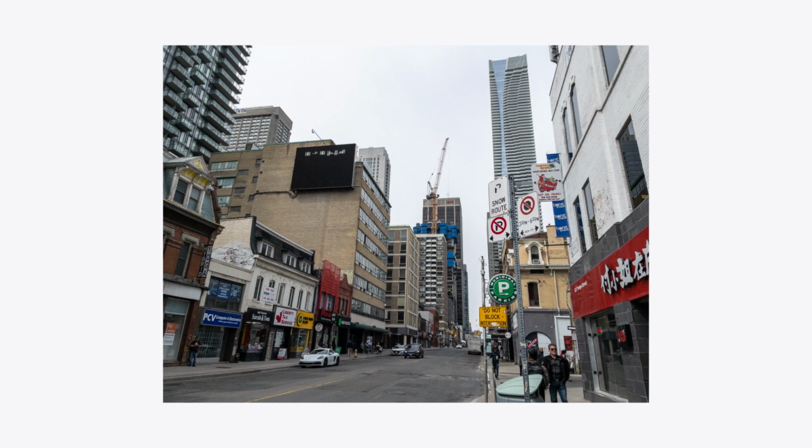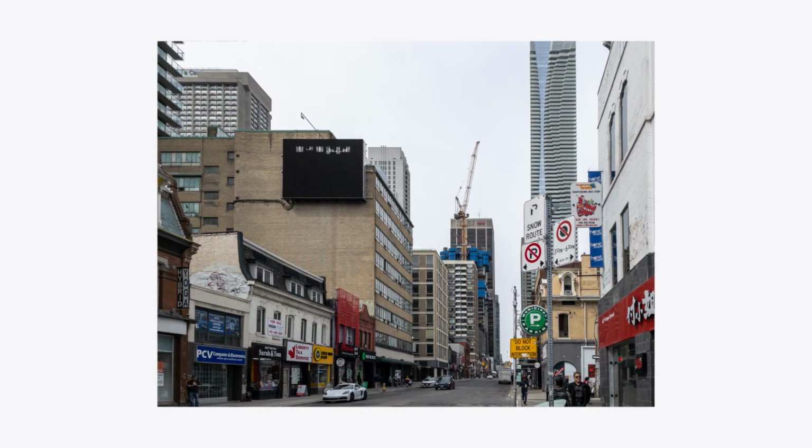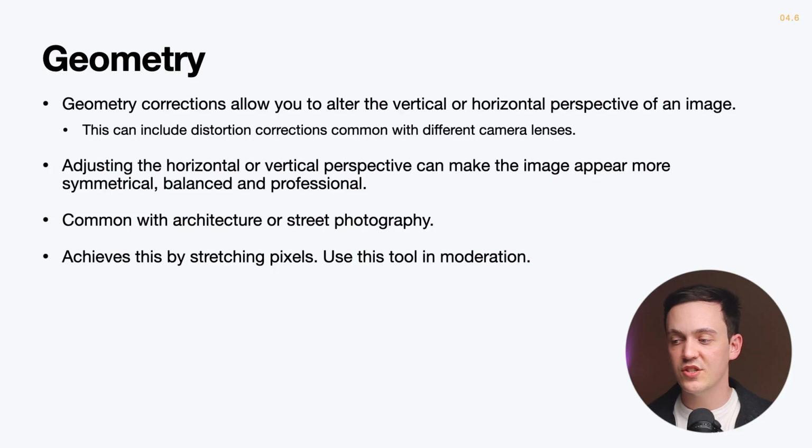Geometry corrections allow you to edit the perspective of your image vertically or horizontally. Geometry corrections can take your image from this to this. Adjusting the vertical or horizontal perspective of an image is great when your positioning was slightly off from being lined up with a certain subject.